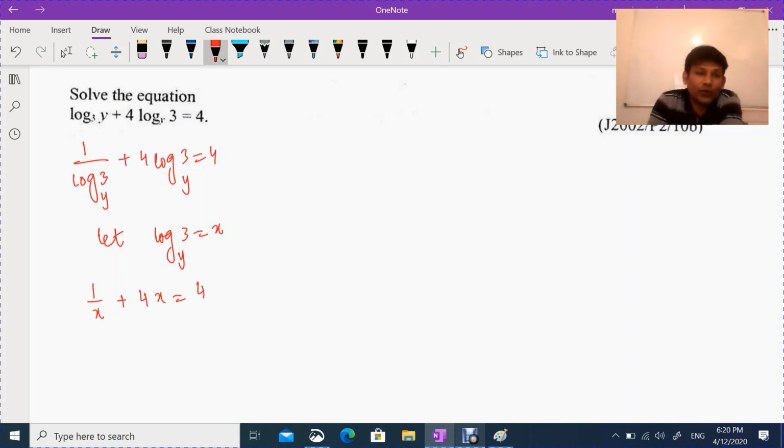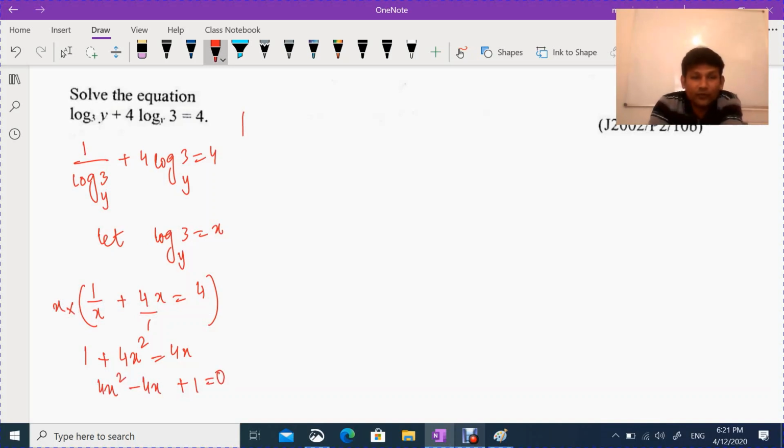Now what you have to do is take the LCM, or multiply the whole equation by x. This is the easiest way. You don't need to keep the denominator; x automatically cancels, leaving 1. This is the shortest method. The whole equation is multiplied by x, so we get 4x squared minus 4x plus 1 equals 0.